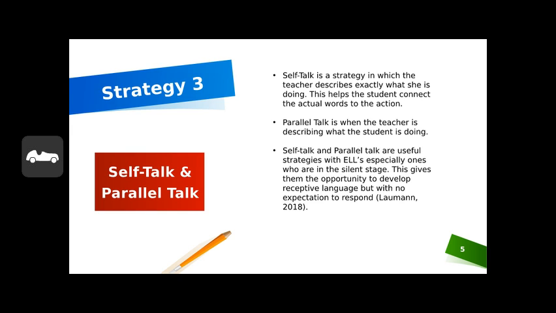Self-talk and parallel talk are useful strategies with ELLs, especially ones who are in the silent stage. This gives them the opportunity to develop receptive language, but with no expectation to respond.